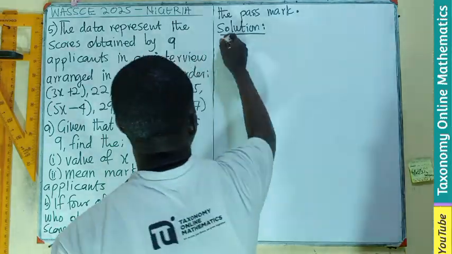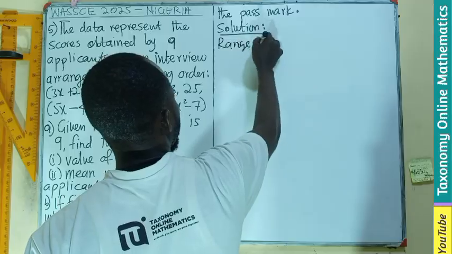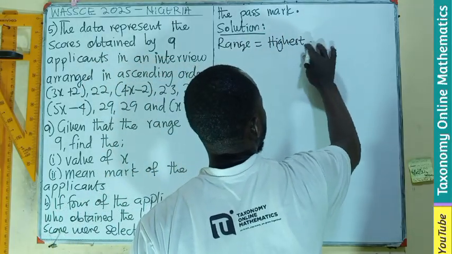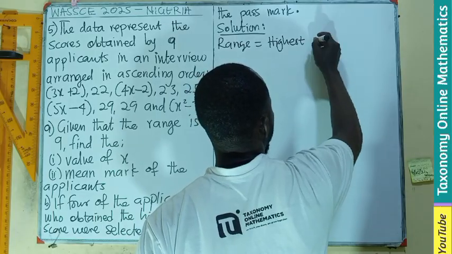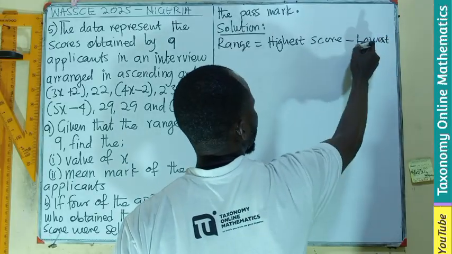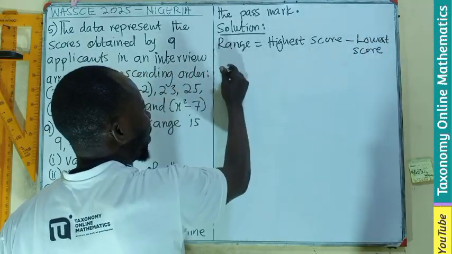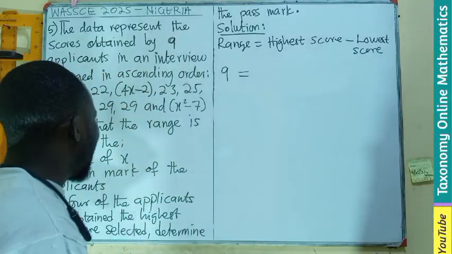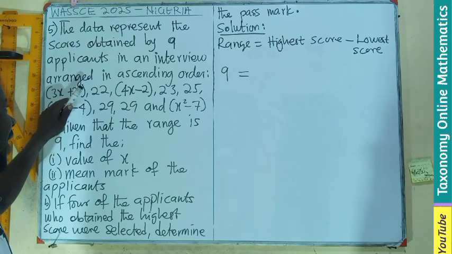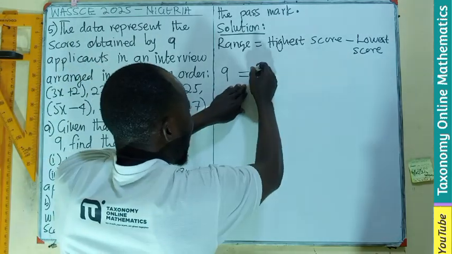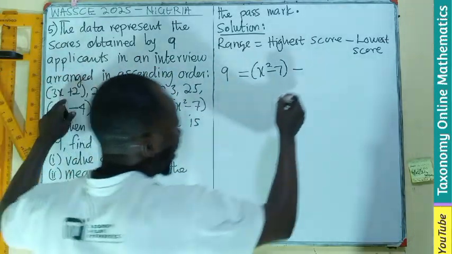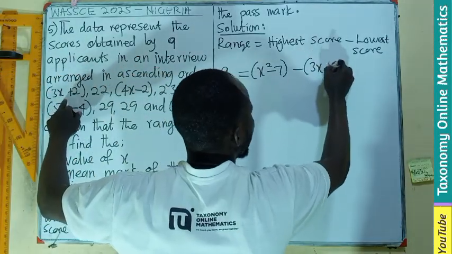To find the range of a set of data is equal to the highest value, in this case score, minus the lowest score. So if the range is 9, and these numbers are arranged in ascending order, meaning the smallest one is this and the highest is this. Therefore, the highest number, x squared minus 7, minus the lowest number, which is 3x plus 2.